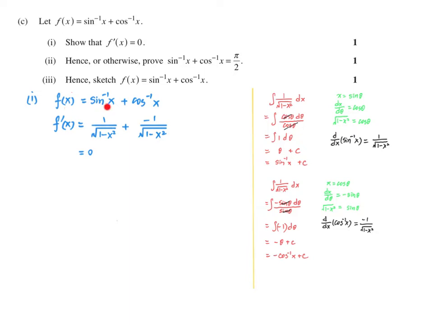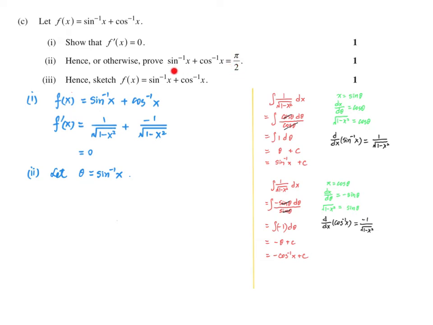Function f of x equals arc sine x plus arc cosine x. Differentiate by x, which means differentiating arc sine x gives you 1 over root 1 minus x squared. Differentiating arc cosine x gives you minus 1 over root 1 minus x squared. So the two things add up together to give you 0 definitely. Part 2 asks you to prove that arc sine x plus arc cosine x equals pi over 2.